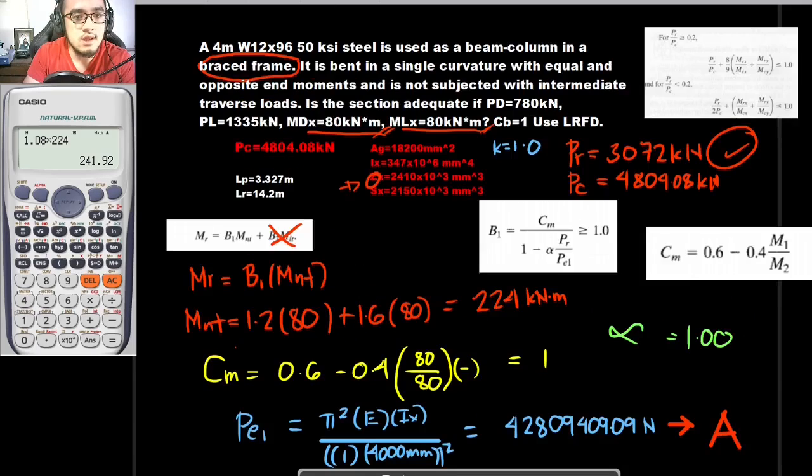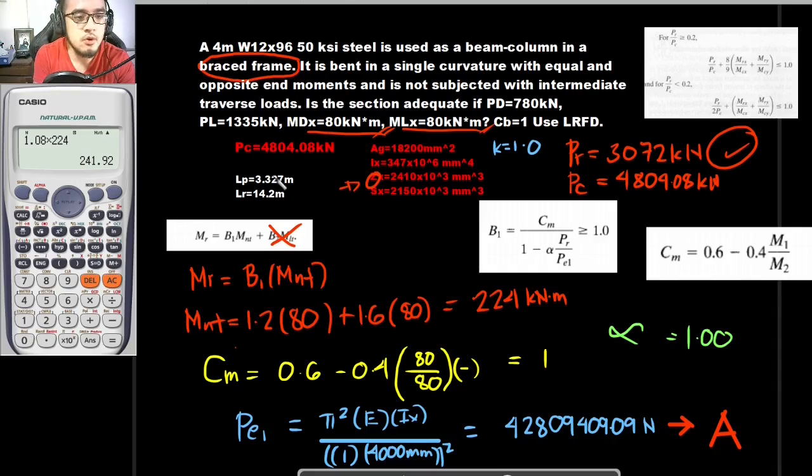And since it is said here that 4 meters once again ang ating LB, and our LP here is equal to 3.327, and our LR is 14.2. So 4 meters is in between both of these values right here. So it means that our frame is undergoing zone 2 or with lateral torsional buckling. Kailan ko pa explain yan, guys?